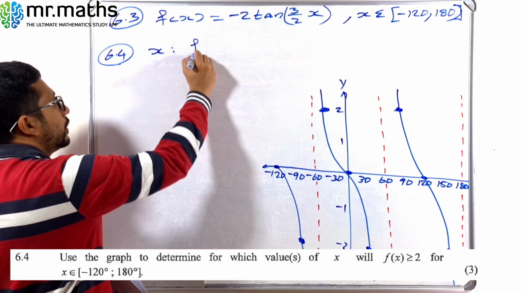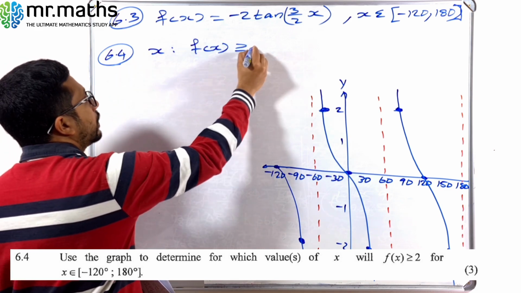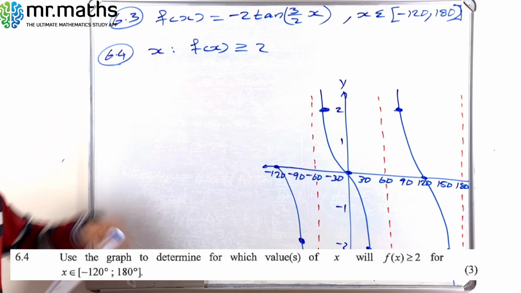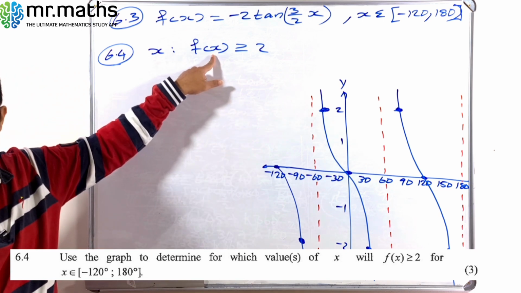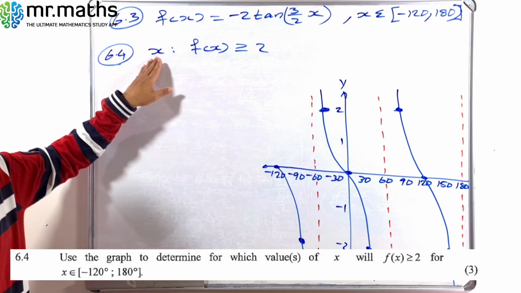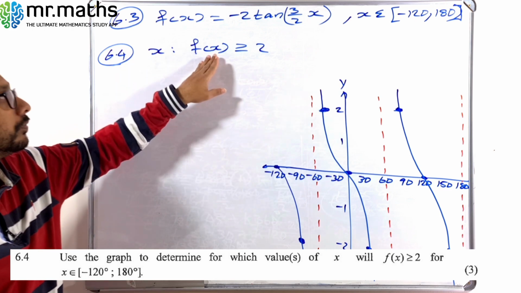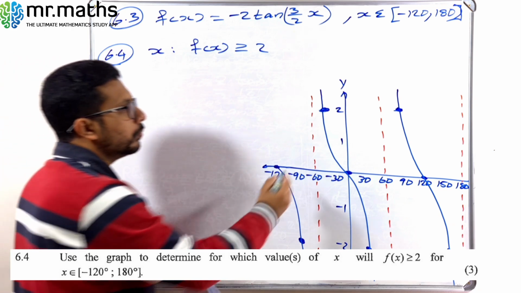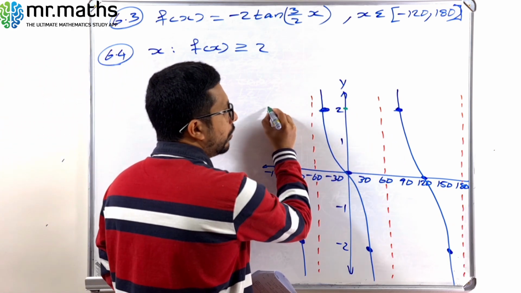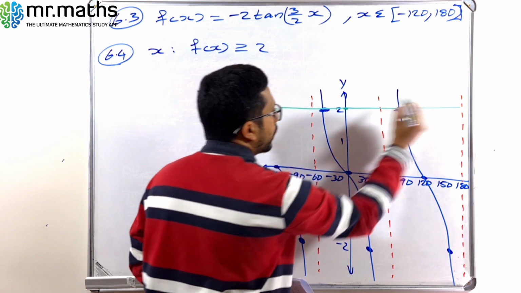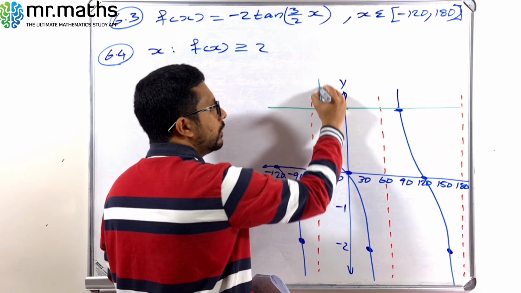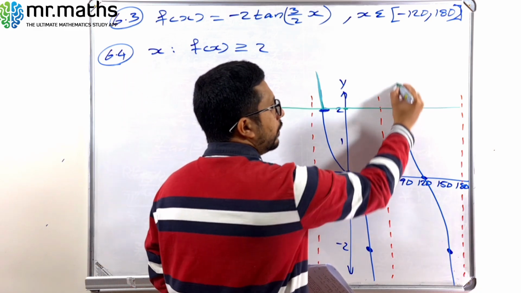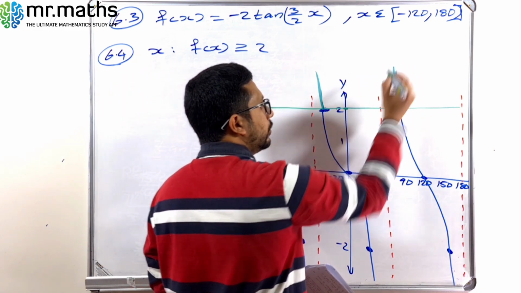And what is the condition? f of x is greater than or equal to positive 2. You know that f of x is the same as y. So you have to find the values of x where y is greater than or equal to 2. y is 2 means here. So y greater than 2 means this part, am I right? And also here, this is y greater than 2.